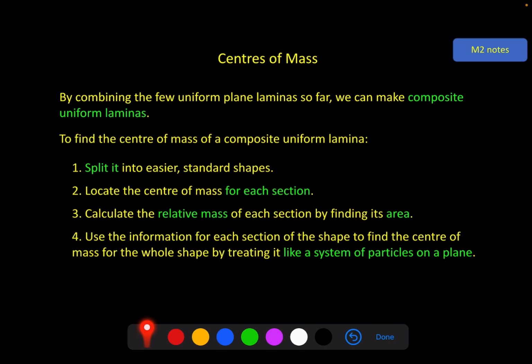So we're going to split the shape up into pieces, find the center of mass for each section, find the relative mass, and then pretend that each of those sections that we've split it into is just a particle, which we know the mass of. So we're going to go back to the second video we had in this chapter and treat it all like a system of particles on a plane to find the center of mass for the whole shape. So we're combining some ideas here. In terms of the notes, that's it. And we're going to apply this method to 3 different examples.